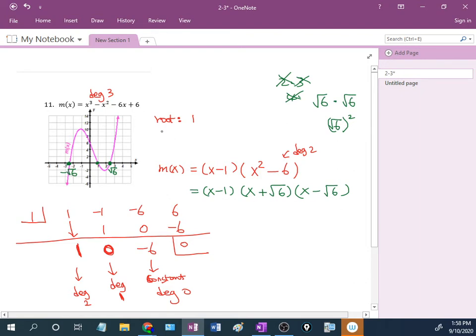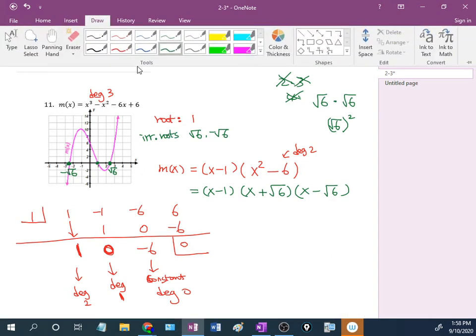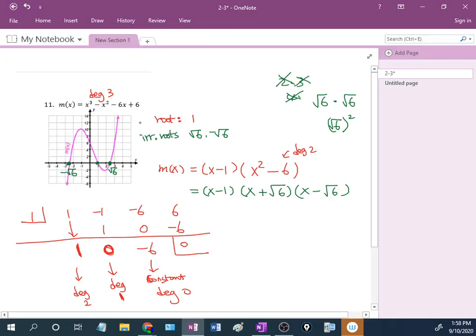So how many roots do we have now? We have 3 roots, right? Okay, so this is called irrational roots. And the first one is R-A-T, rat, rational root, okay? We have one rational root, number 1, and we have two irrational roots, root 6 and negative root 6.